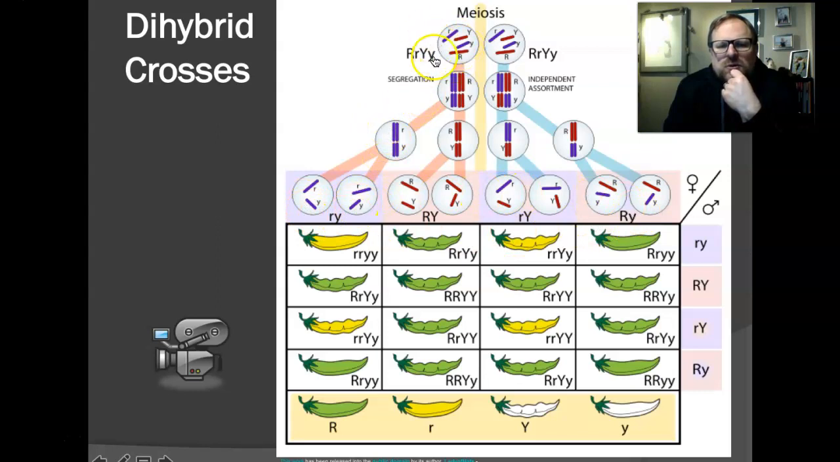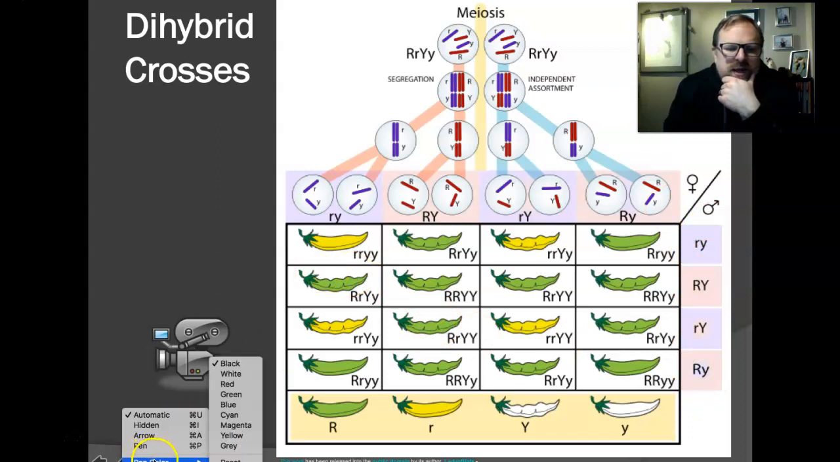This individual over here can produce these 4 possible combinations for their gametes. They can produce a gamete with a little r, little y. They can produce a gamete with a big R and a big Y. They can produce a gamete with a little r and a big Y. And they can produce a gamete with a big R and a big Y. And this individual over here can do exactly the same thing. They have 4 possibilities for their gametes.